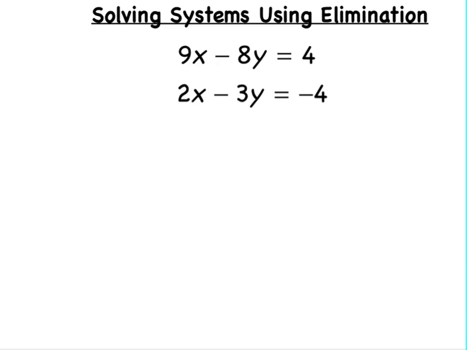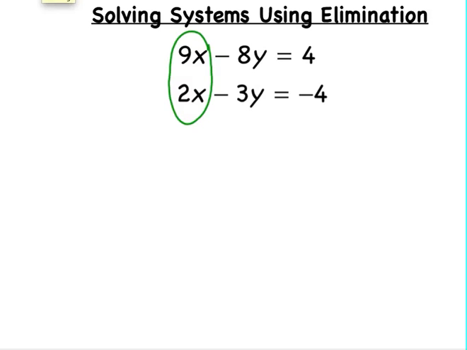This is the toughest type of problem. Notice I've got 2 and 9. 9 is not a multiple of 2. And I have 8 and 3, and 8 is not a multiple of 3. So in this case, I need to multiply each equation by something. So let's decide to eliminate the x's. Let's eliminate these somehow. What I got to do is find the least common multiple of 9 and 2. That is going to be 18.